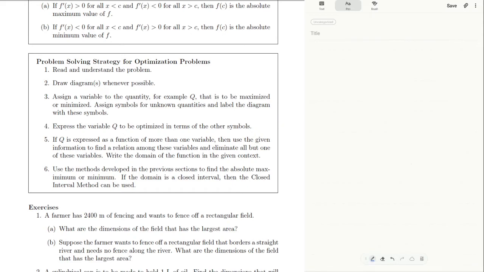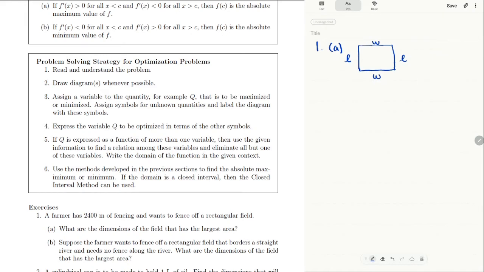Now, if you recall from geometry, if you consider all possible rectangles with the same perimeter, then the one that has the largest area is going to be a square. And we're going to prove this by using calculus. So let's first draw a diagram of our situation. So here we want to fence off a rectangular field. So let's call the dimensions of the fence L and W, so the length and the width of the field.